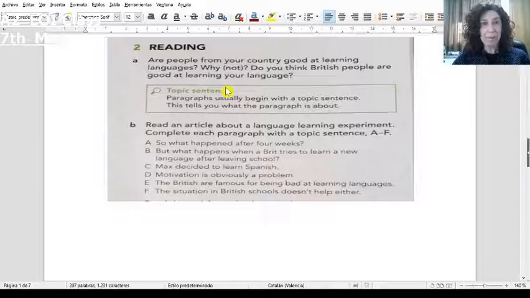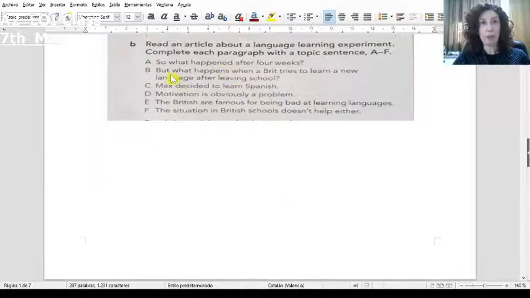Well, before reading, in the reading, you have different paragraphs. 1, 2, 3, 4, 5, 6 paragraphs. And you have to complete each paragraph with a topic sentence. When you write a letter, when you write a text, cuando escribimos un texto, al inicio de cada párrafo está como diríamos la idea general. Siempre te ponen la idea general y después van argumentando, continuando la argumentación. Estos son topic sentences, te introducen el tema del que habla la oración.